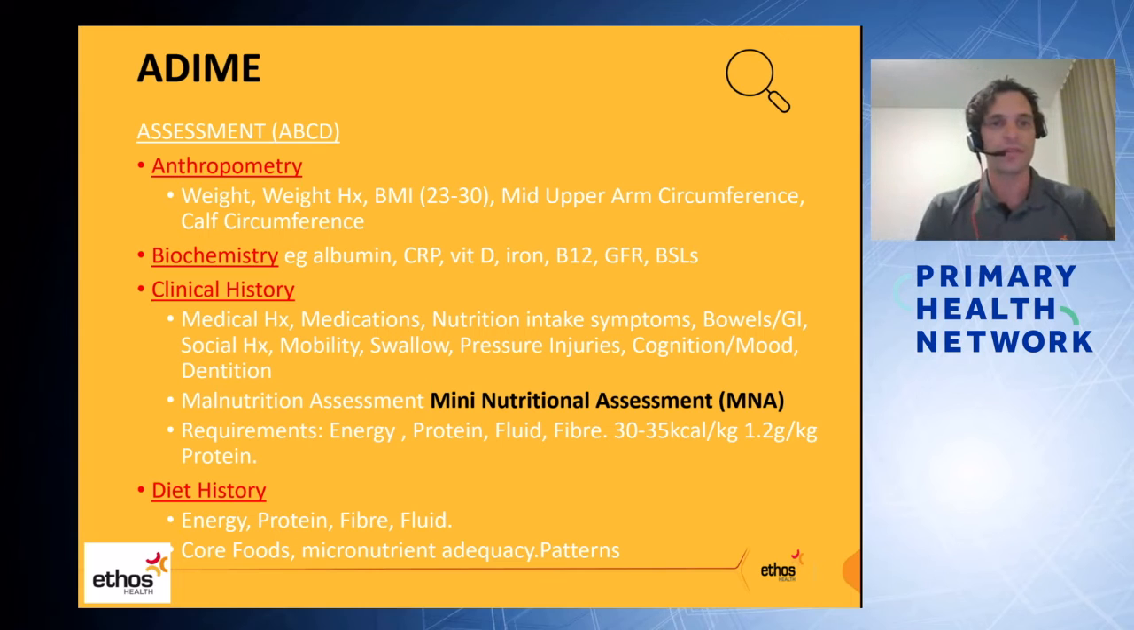So clinical history looks at a variety of domains, obviously taking into account their medical history, looking at their medication use, is there polypharmacy, are there any obvious interactions, having a good feel for nutrition intake symptoms, so assessing their appetite, has there been a change there, has there been taste change, nausea, anything like that. Bowel regulation, is there any constipation or diarrhea, history of nausea and vomiting, all of those aspects.